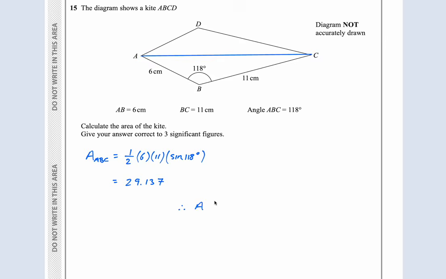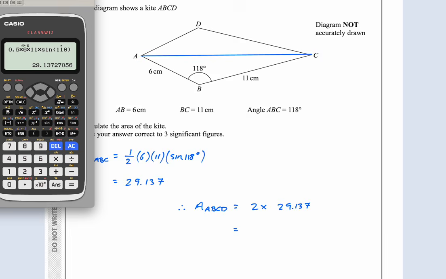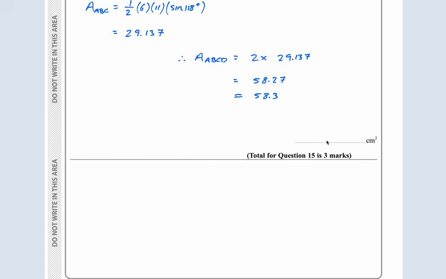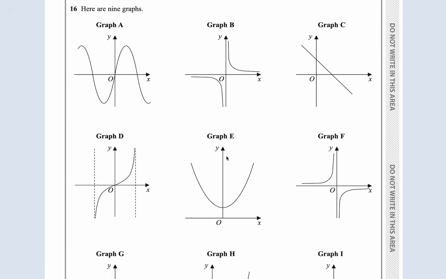Therefore, area of ABCD is equal to 2 times this 29.137, because they're the same thing. So this times 2 is 58.27, 58.27 to 3 significant figures, 58.3 centimeters squared, 58.3.